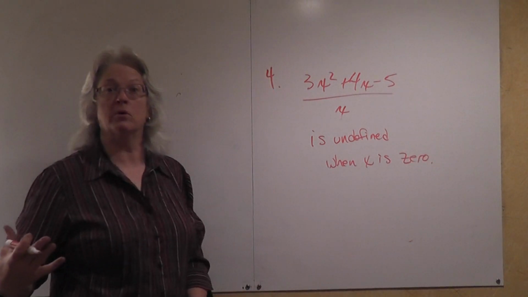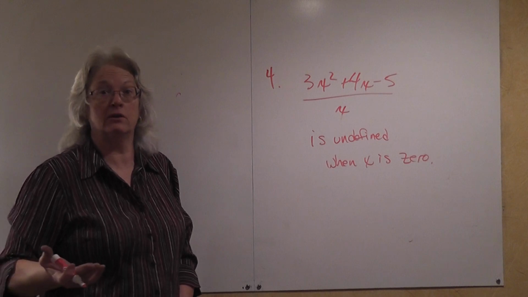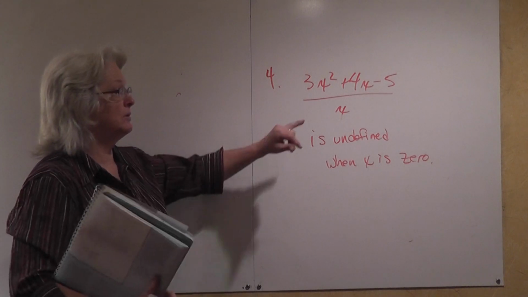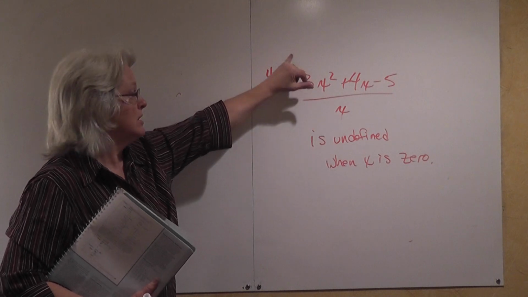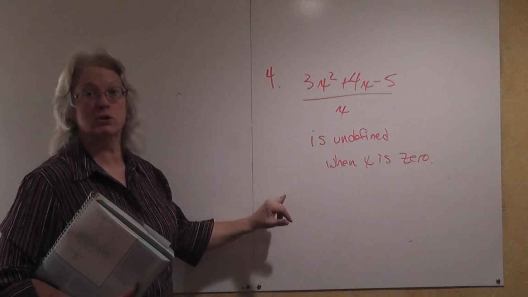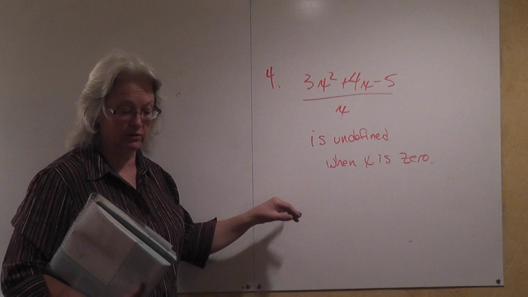See, this is an example of one I said sometimes you can just look at it and you know what the answer is. Well, you only have an x in the bottom, so if that x is ever 0, then this rational expression is going to be undefined.